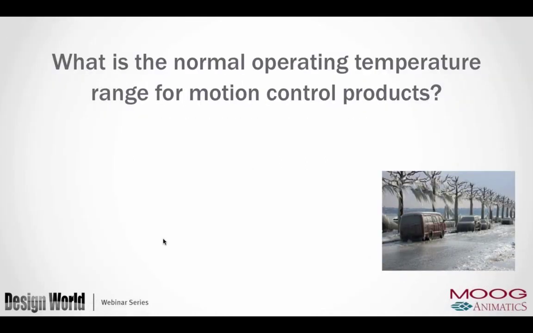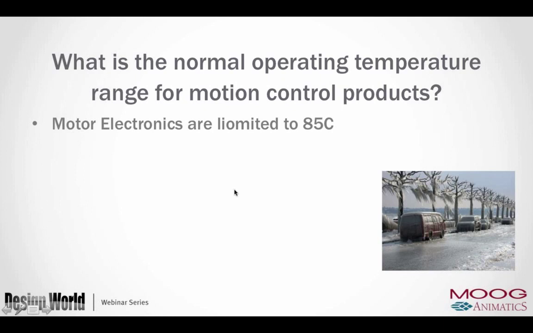Okay, what is the normal operating temperature range for motion control products? Of course, obviously you see a picture there of a lot of ice. Well, that's cars next to a riverbank. That may be normal for where you live. You may be up in Minnesota, or somewhere in Alaska. Motor electronics are limited to 85 C, typically. However, many are 70 C. Some of them are actually even lower, down at 40 C.